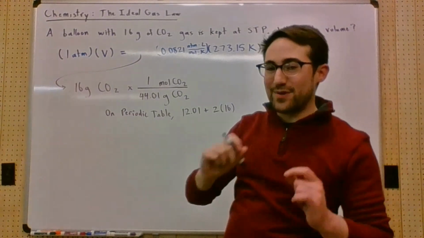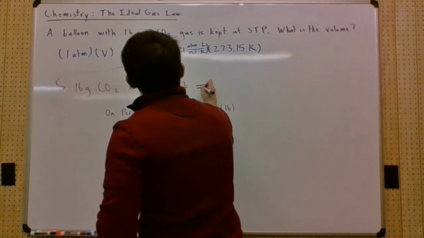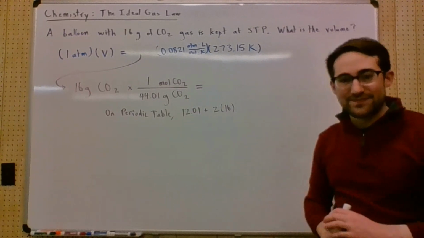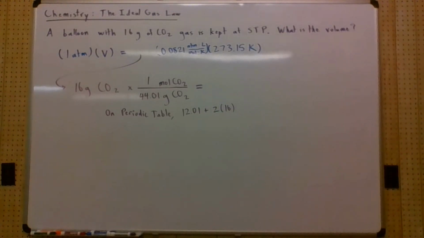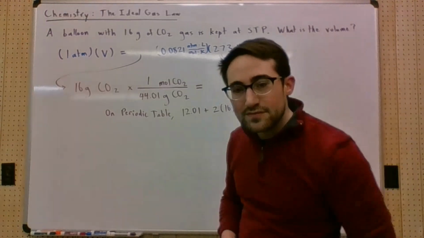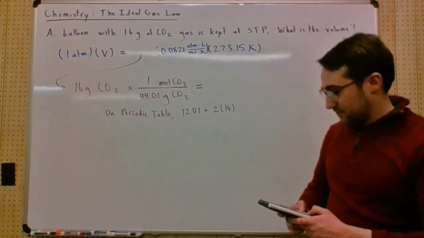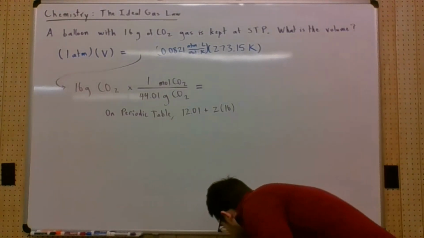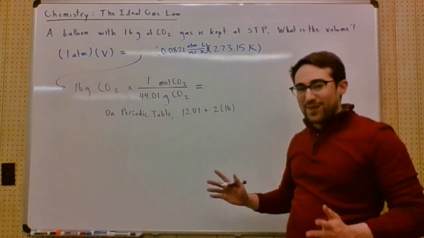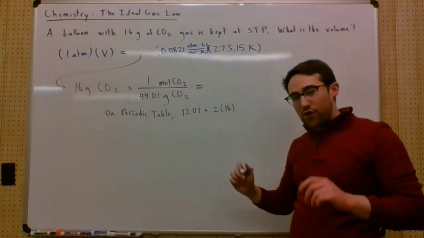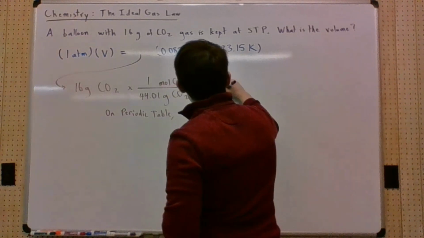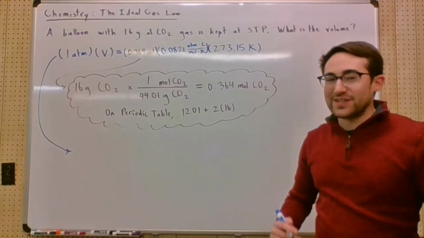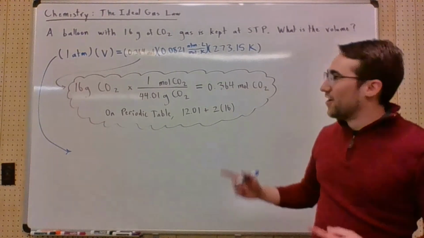So to figure out exactly how many moles of CO2 I'm dealing with in this case, I need to multiply by the top and divide by the bottom. So 16 times 1 divided by 44.01. Let's punch that in. All right, that comes out to be about 0.364 moles of CO2. Okay, so now that we have our moles, we can plug everything in and solve for our volume.